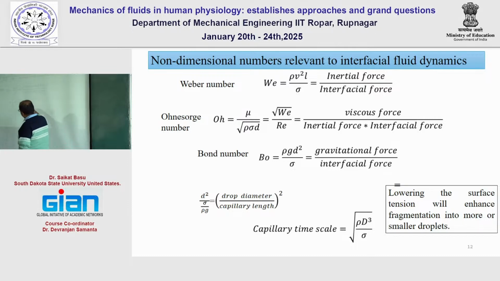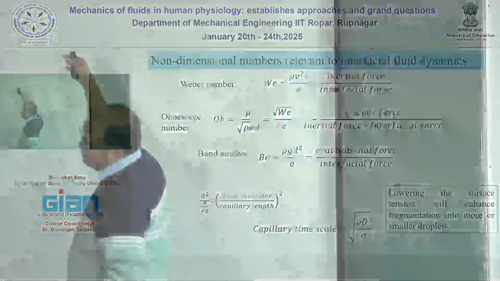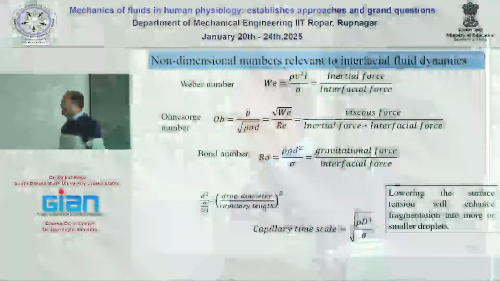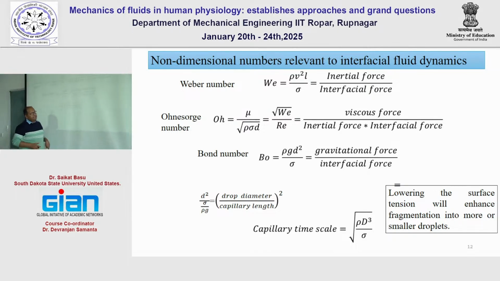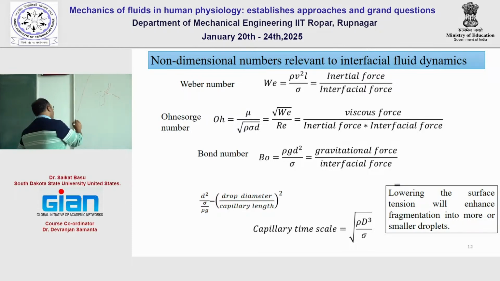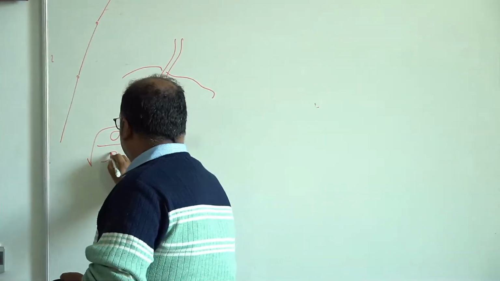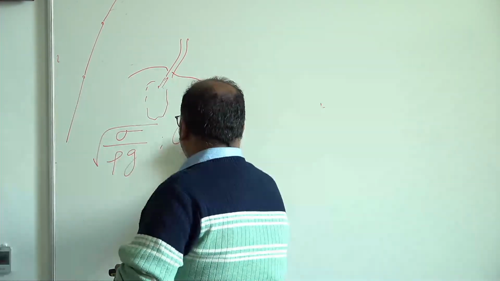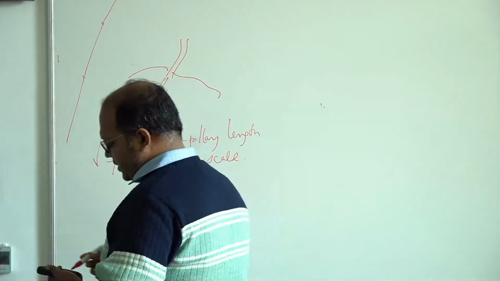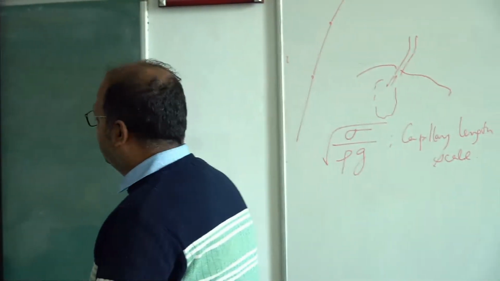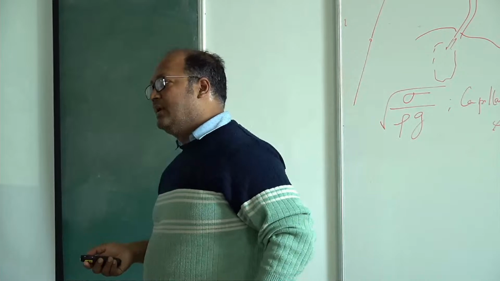So when the Bond number is much greater than 1, you can see that the larger the diameter of the drop, the d square term becomes dominant, and then the effect of gravitation is naturally higher compared to the interfacial force. And these can also be expressed as two length scales. So here this is d square. We take sigma by rho g. The square root of sigma by rho g is the capillary length scale. For water at temperature around 20 or 30 degrees Celsius, we find that it is around 2.5 mm.